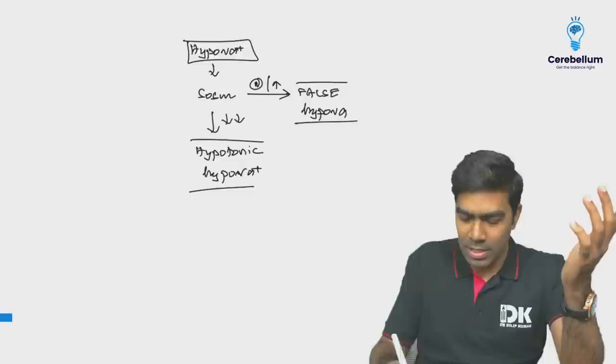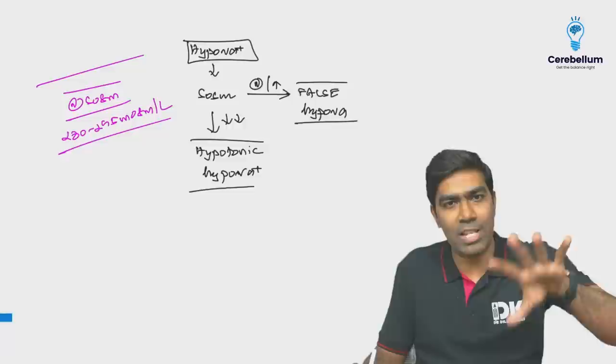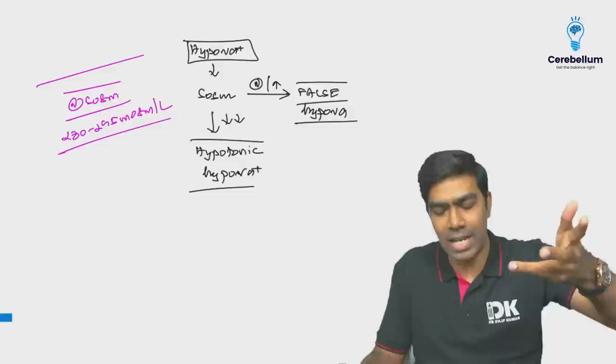So what is the normal serum osmolality? Normal serum osmolality is going to be in the range of 280 to 295 milliosmoles per kilogram. If it's in this range or more than this, it's false hyponatremia. If it's less than that, you can call it hypotonic hyponatremia or a true hyponatremia.